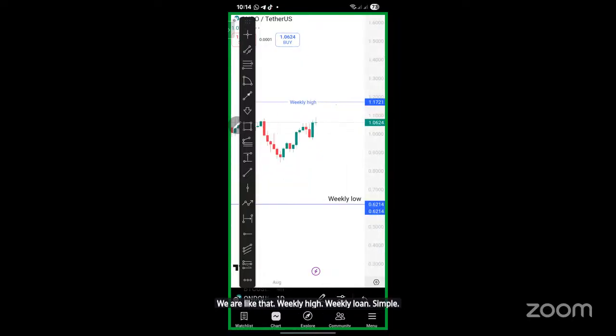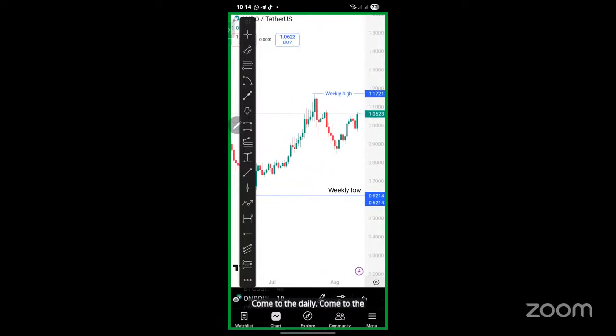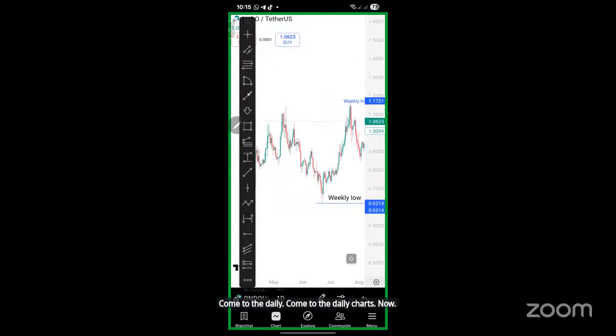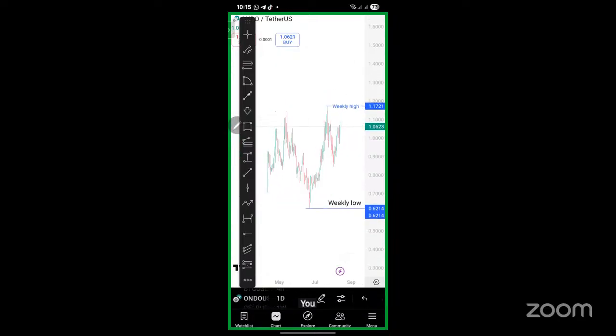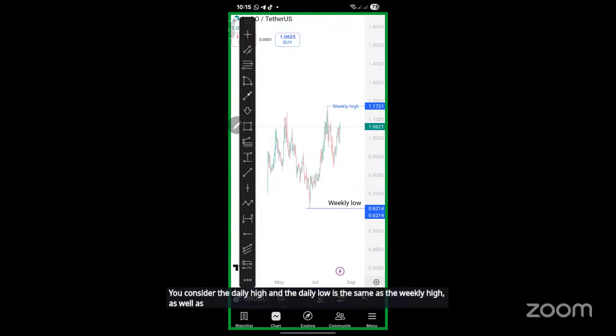Come to the daily chart. Now, when you look at Ondo, you can see that the daily high and the daily low are the same as the weekly high as well as the weekly low.